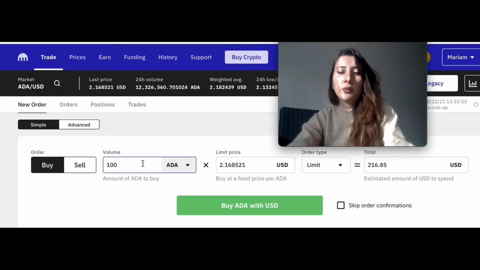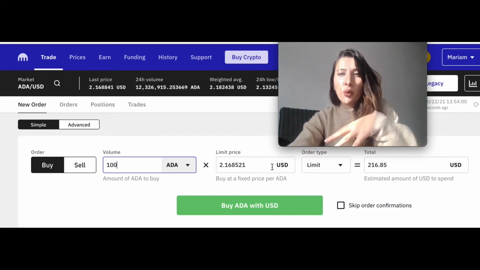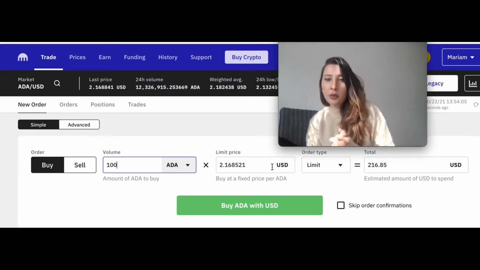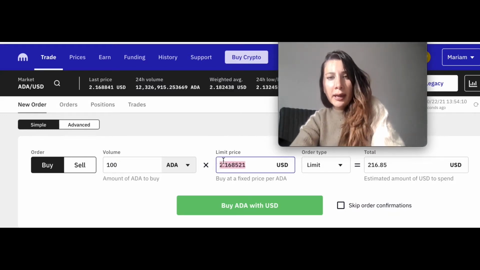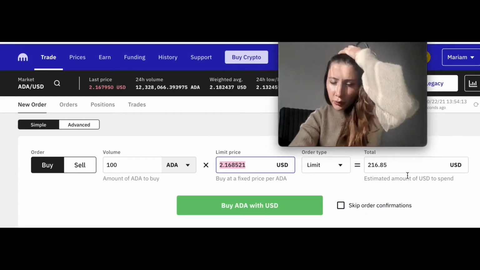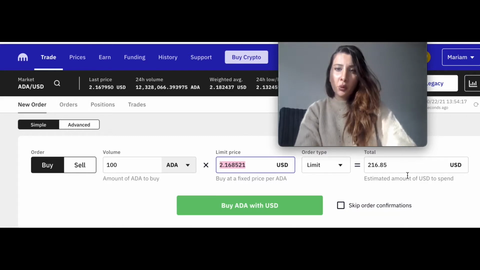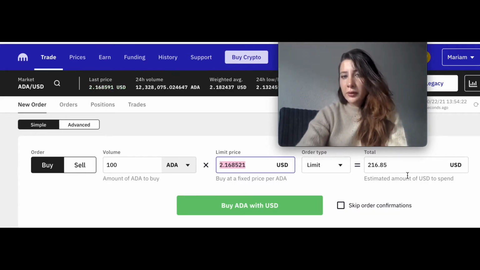For example, we want to buy Cardano, and the limit. What does limit mean? Limit means the price that you want to buy it at. Maybe you don't want to sit all day long in front of the computer waiting for some price, then you can buy with a limit price. The price indicates here the price that you want to buy, and then the order will be created as soon as the ADA price hits that price that you want to buy it for. The order will be activated and Kraken will buy ADA for you for that price.